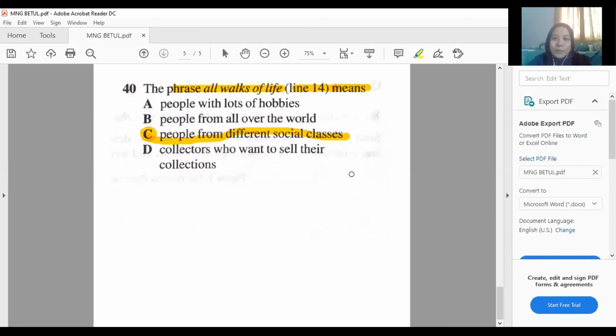Okay, I think that's all for my demonstration for MNG type of questions. So right now I will pass to Syabil to proceed with her demonstration on MNG questions. Okay, thank you, Afifah. So I'll be continuing the demonstration.